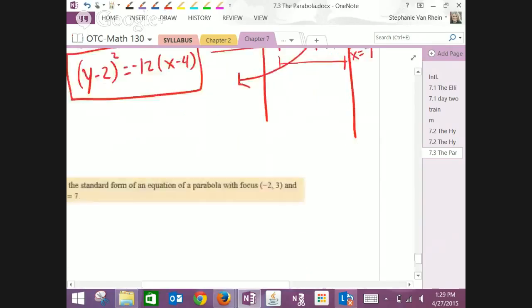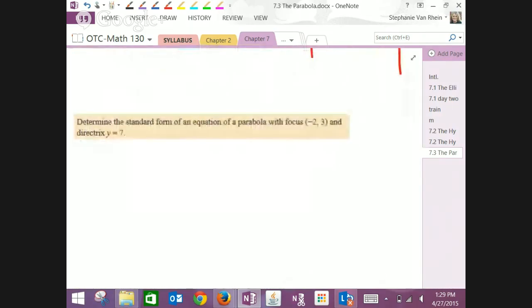I want you guys to try the second one. It's the very same setup. I give you a focus and a directrix, and you put it in the general form. P is the distance from your vertex to your directrix line and the vertex to your focus.